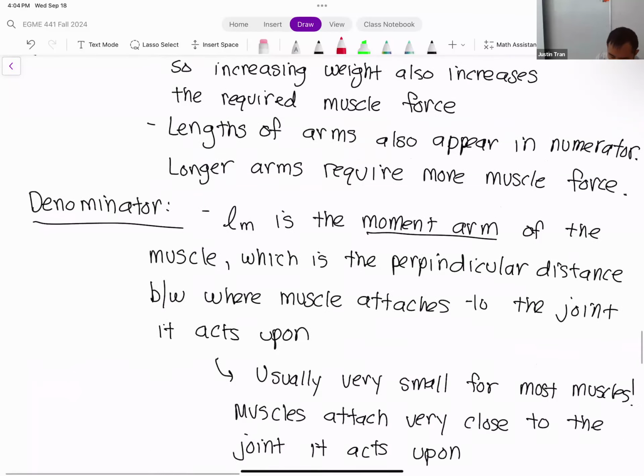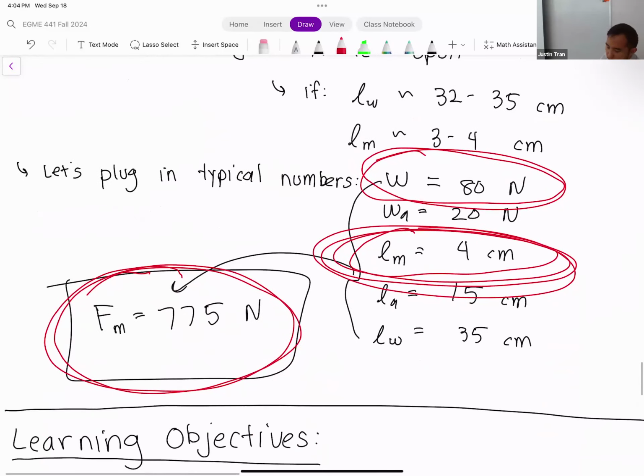And so, we plugged in some typical numbers for this amount, and we found that the muscle moment arms are actually very, very small, right? So typically, muscle moment arms for most of the muscles in your body are going to be quite small. They're on the order of 1, 2, 3, 4 centimeters. So they attach, in other words, very close to the joint.